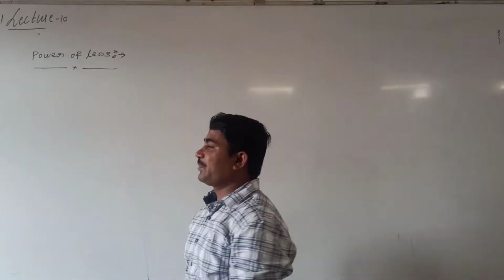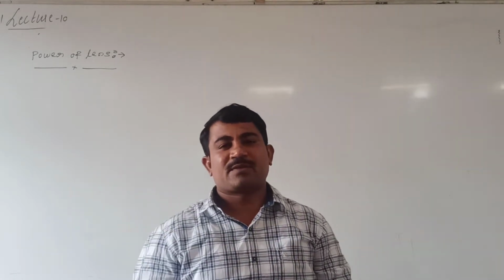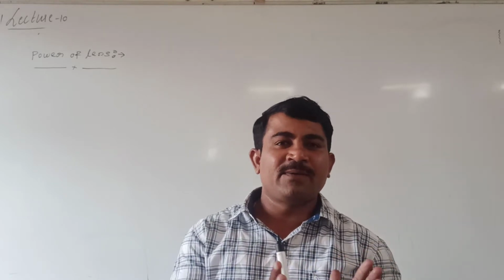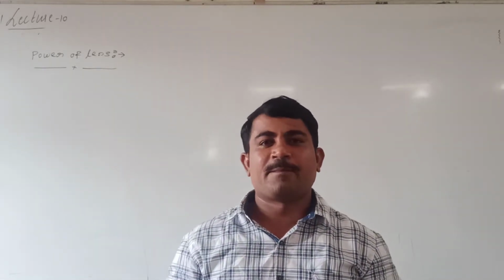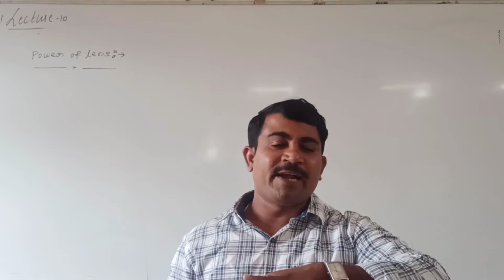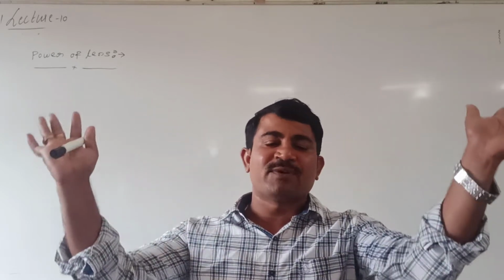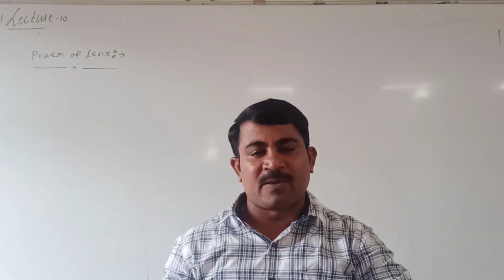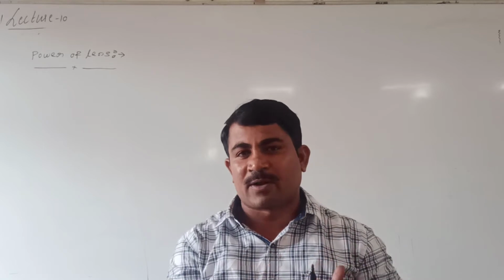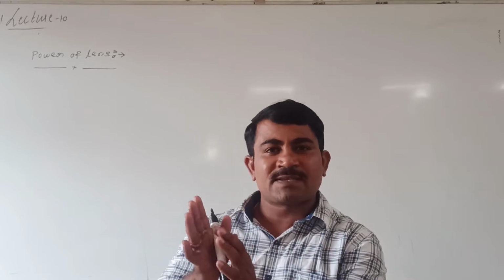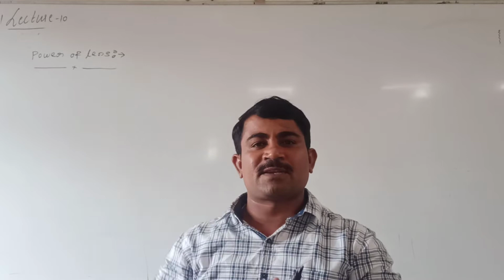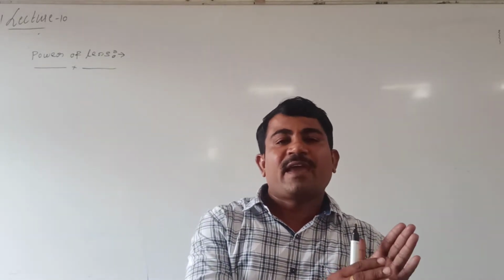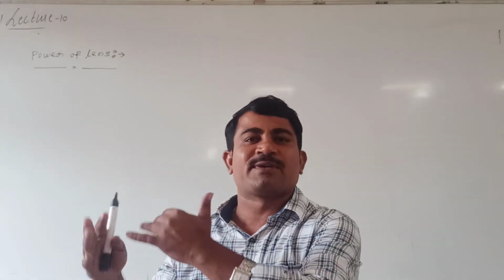Power of lens. We know that the convex lens converges the ray of light and concave lens diverges the ray of light. Power of lens is the ability of lens to converge or to diverge the ray of light. If the given lens more converges the ray of light, then that lens has more power. If the given concave lens diverges more rays of light, then it has more power. Simply, power of lens is the ability of the lens to converge or to diverge the ray of light.